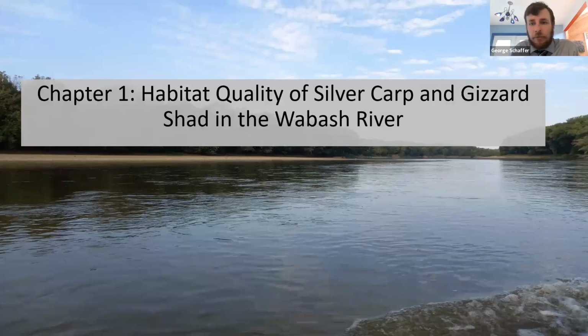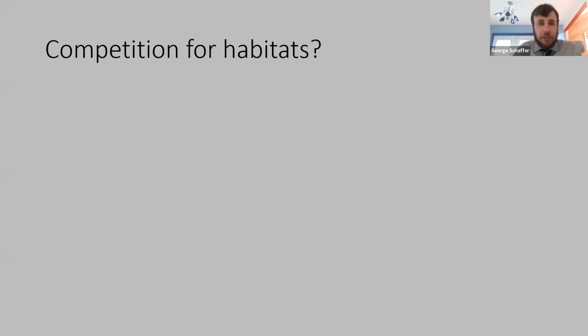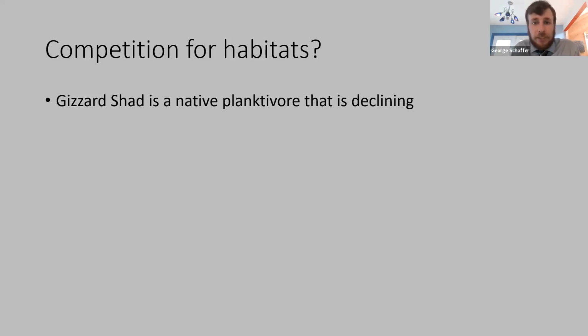So wrapping up our broad introduction, moving into chapter 1, which is going to be titled Habitat Quality of Silver Carp and Gizzard Shad within the Wabash River. So giving a brief introduction, gizzard shad are a native planktivore that have seen declines over the past 50 years within the Wabash River. And these declines have been independent of the introduction of silver carp. So silver carp are not the main driver of these declines. However, when sympatric with silver carp, gizzard shad have been seen to have decreased body conditions. So the introduction of silver carp could add another pressure to the gizzard shad population that's already declining, which makes this a species of concern.